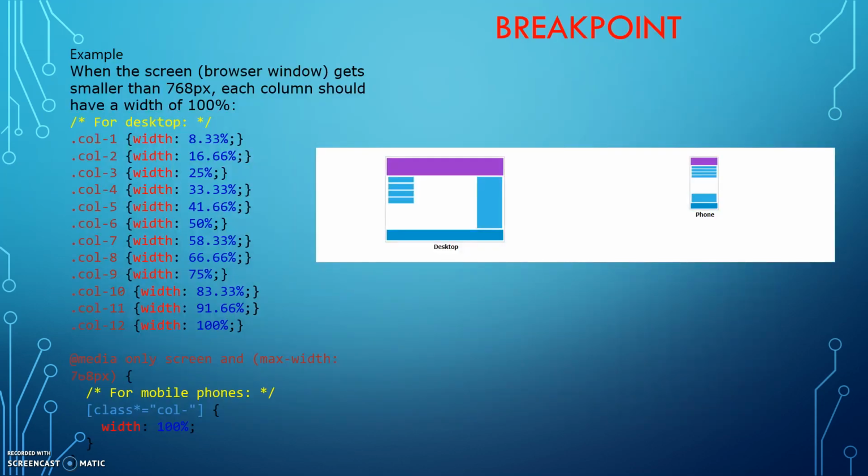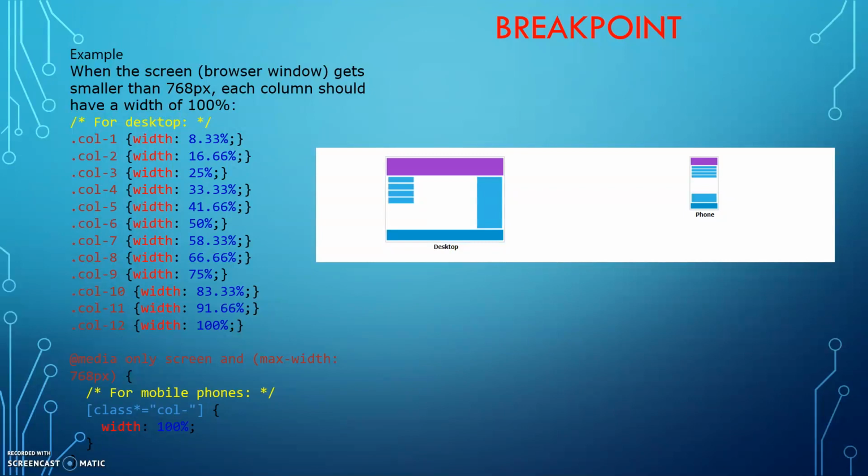This here is an example of using the @media rule for a screen breakpoint. So when the browser window gets smaller than 768 pixels for this example, we want to make sure that the column width is still 100% so that the user can read or see what it is that we have. And these rules allow this to happen, whether they're on a desktop or on a mobile phone.